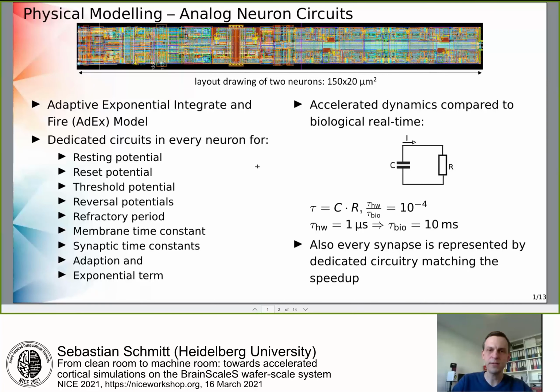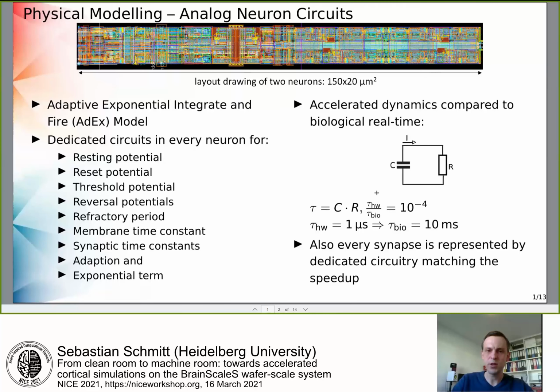So the question now is, why is this analog approach useful? And this is due to the fact that you get accelerated dynamics compared to biological real time. You can think of that very easily when you just have a circuit of a capacitor and a resistor, and then you think of silicon chips. There will be very small capacitances and very low resistances, and the product of that is the time constant.